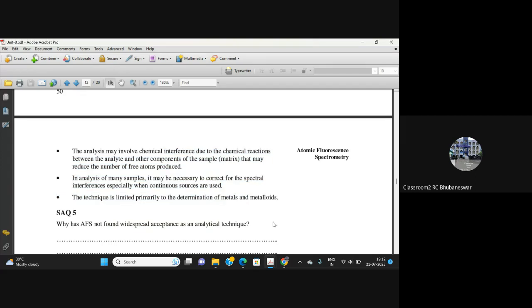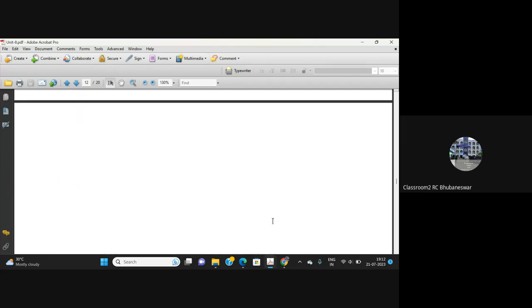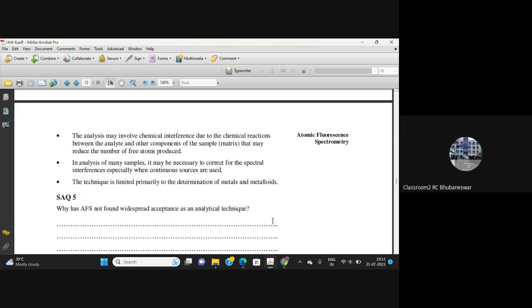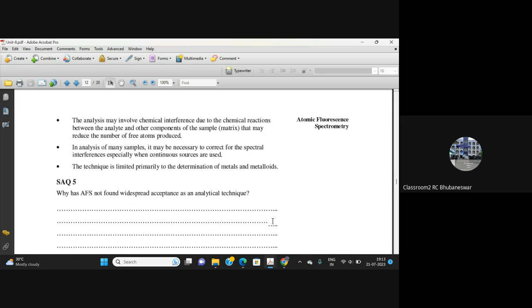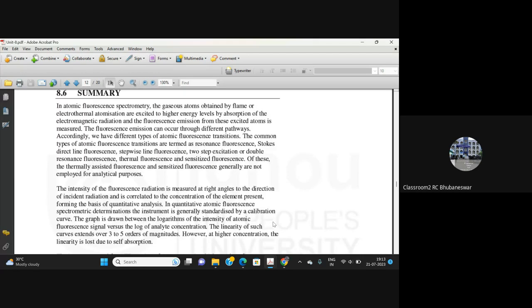So if you go through the material, I had observed it very carefully that wherever SEQs are there, before that you are having answers to it. Okay, we came to the summary.